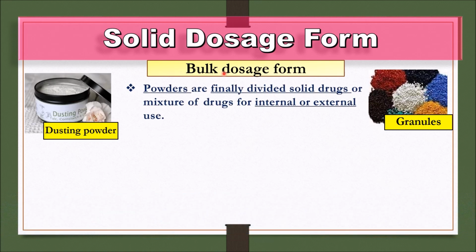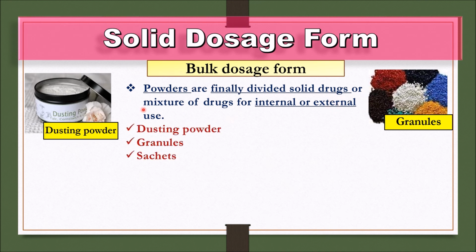Powders are finely divided solid dosage forms that are meant for internal and external use. You can use them internally for laxative effects. Most people take them internally for the laxative effect by oral means, and you can use them externally for antifungal and antibiotic effects. You can see they are available in different forms like dusting powder, cotrimoxazole powder, etc. So these are the dusting powders.